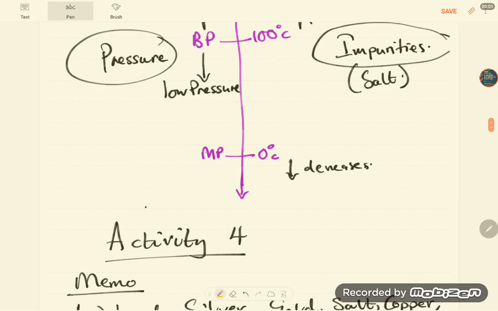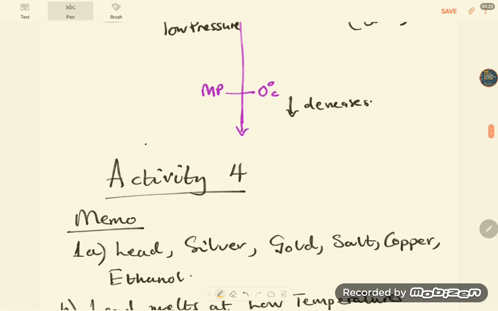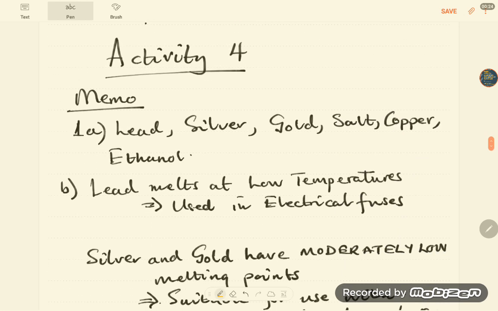Alright guys, welcome back. Now we're looking at activity 4, and here we had to read a passage that spoke about a couple of materials and their respective melting and boiling points. So one of the questions that we have there on 1a is to name all substances described in the passage. So if you take a look at the substances that were described in the passage, we have lead, we have silver, gold, we have salt, we have copper, and we have ethanol. Okay, so I think we've come across all these materials in one way or another.